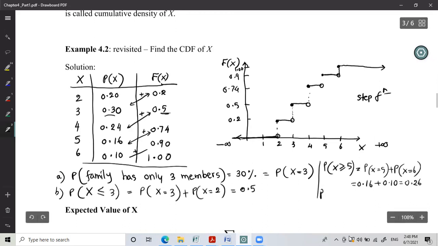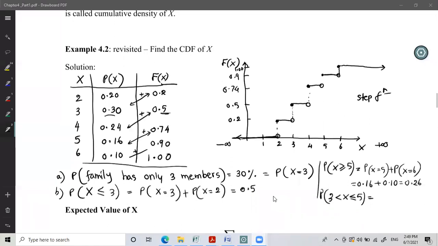Okay. Try this one. What is the probability that a randomly selected family has members in this range, 3 to 5, including 5? If you want to find this probability, what are the possible values of x? What are the values that you have to add? Any answers? Okay, so I got the answer 40%.